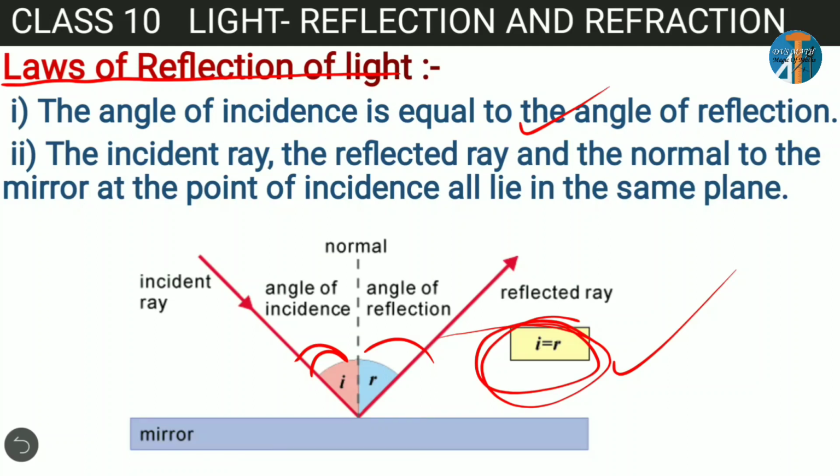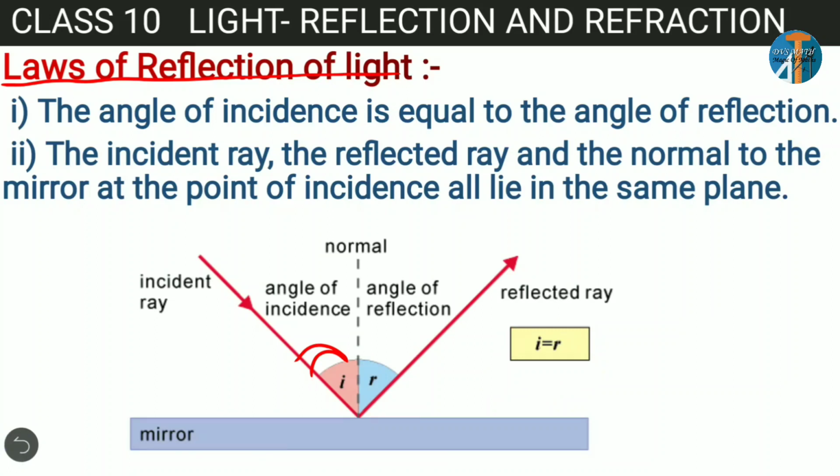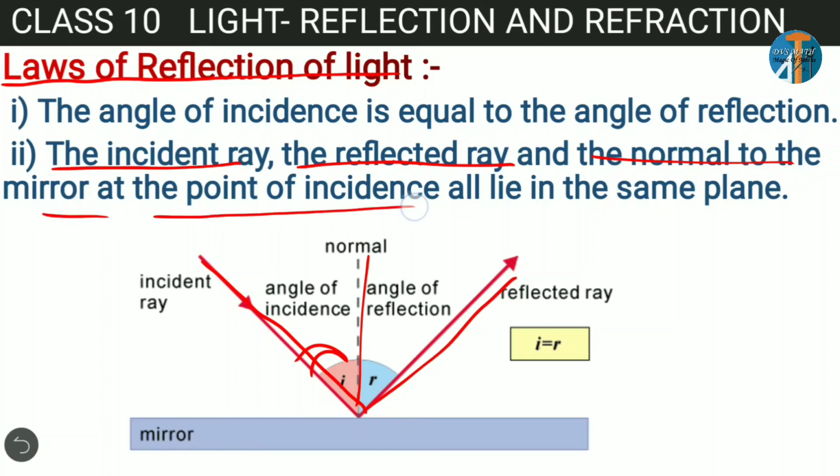Second law, if you come across the second law, here if you can observe, you have a mirror. You can observe the incident ray, right? You can observe the reflected ray, right? In between them we have the normal. That means they are all on the same plane, right? So what we can say, the incident ray, reflected ray and the normal line to the mirror at the point of incidence all lie on the same plane.